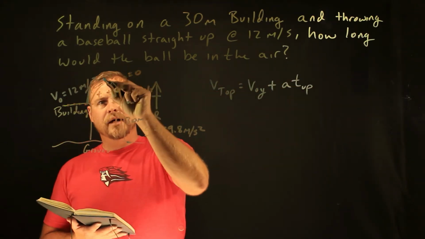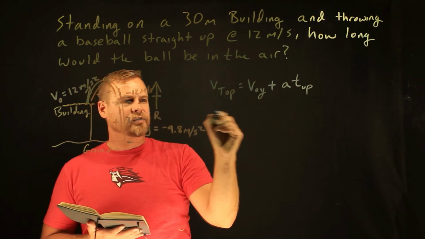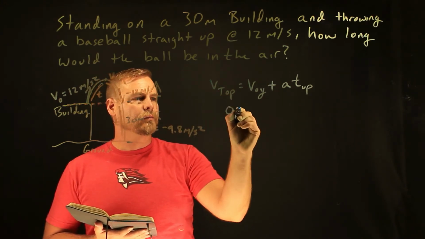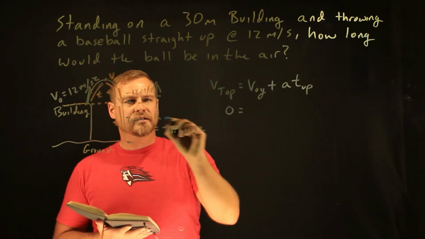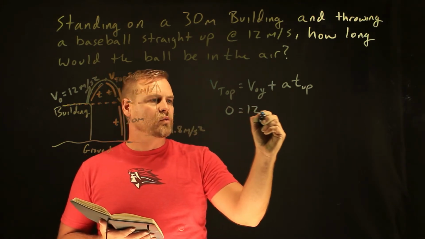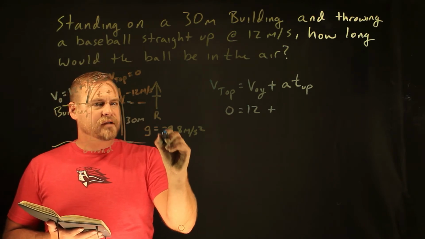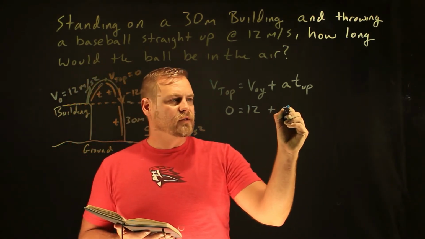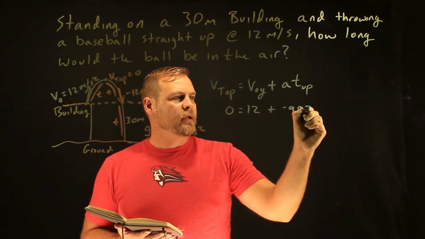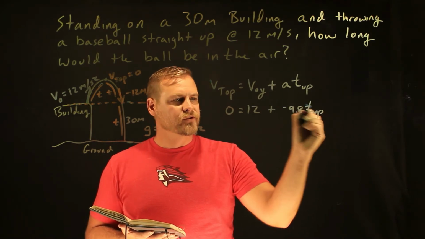So v at the top, when an object changes direction, it actually has an instantaneous velocity of 0. I know that my initial velocity is in line with my reference point, and so that's going to be 12 meters per second. My acceleration is gravity, and it's opposite of my reference point, so that's going to be negative 9.8. And then t up is what I'm going to solve.